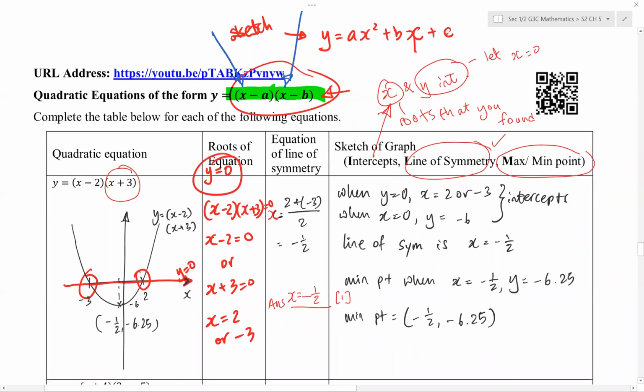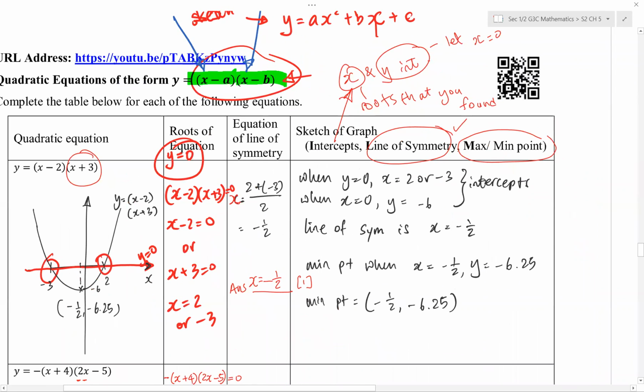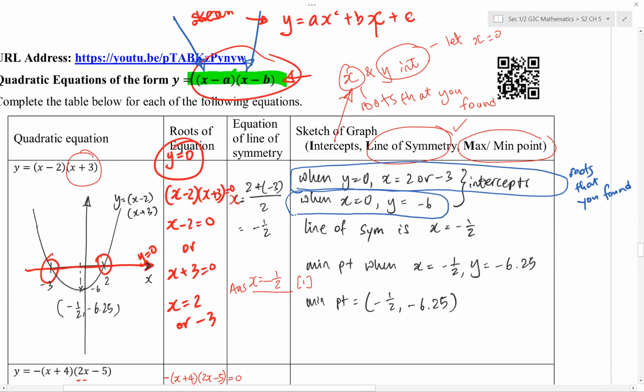So let's take a look at the intercepts. When y is equal to 0, these are the roots that you found. The next intercept you require is a y-intercept. So when x equals 0, y equals -6. So here we have our x-intercepts in the first line and the y-intercept in the second line.